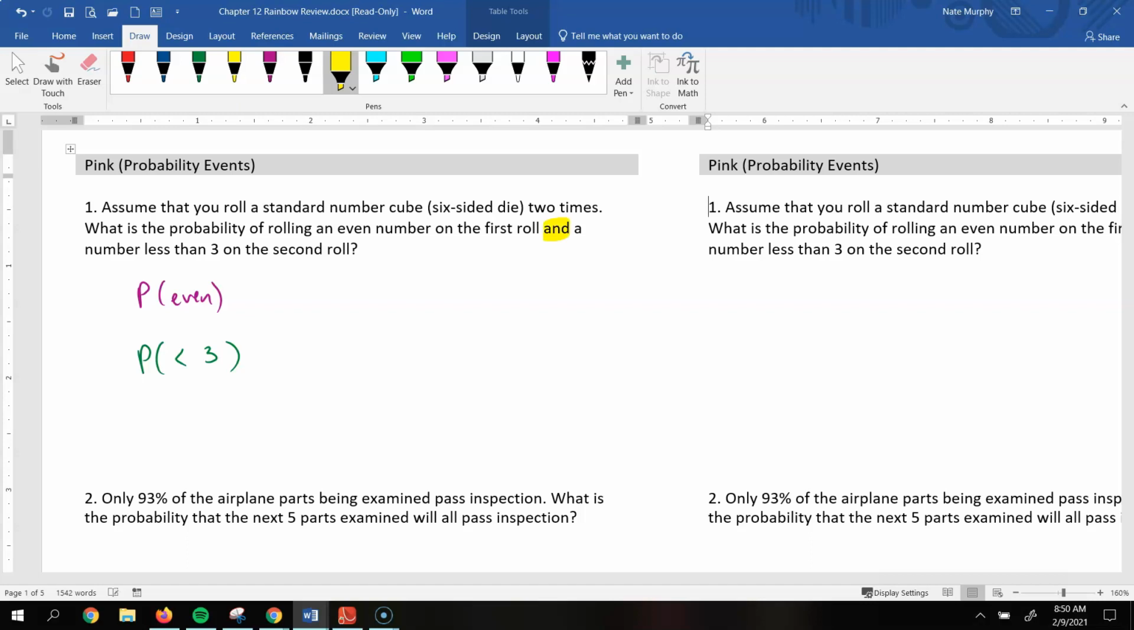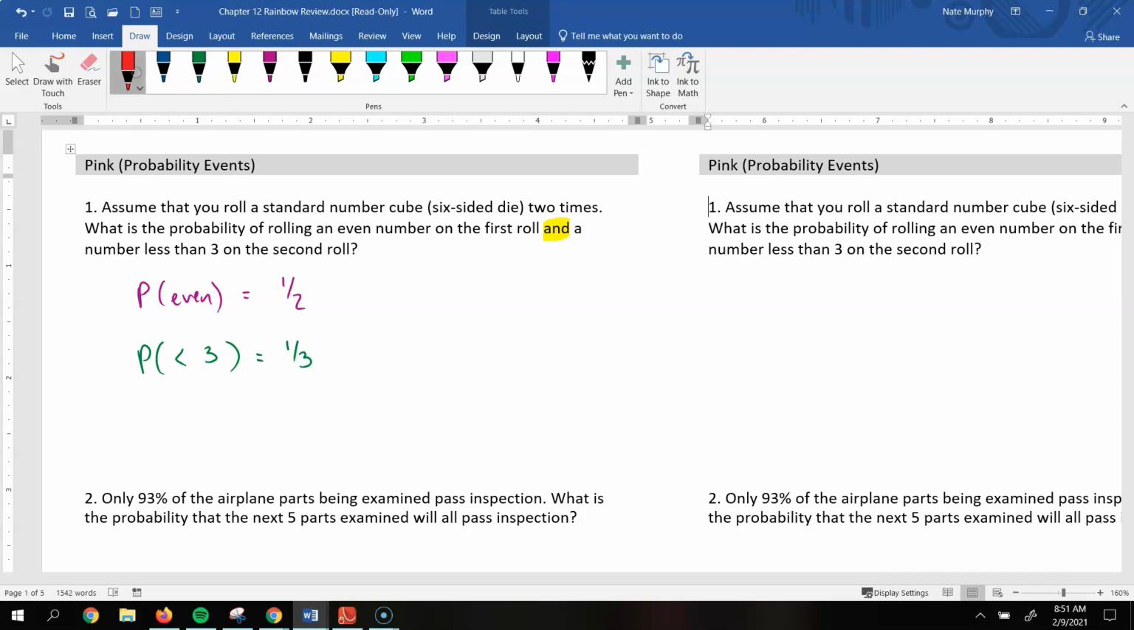And so I see that we have the word "and" here. Remember that in probability, when we see the word "and," it means that we're going to multiply those two probabilities. Let's start with the probability that it's even. The 6-sided die has 2, 4, and 6 as the 3 sides that are even out of 6 possibilities. So we'd have 3 over 6, which we want to reduce to 1/2. Now the probability that it's less than 3. If it's less than 3, that means it's going to roll a 1 or a 2. So there's only 2 out of 6 possible numbers that would be less than 3. And 2 over 6 reduces to 1/3.